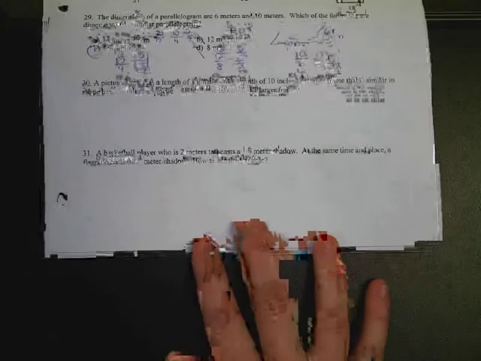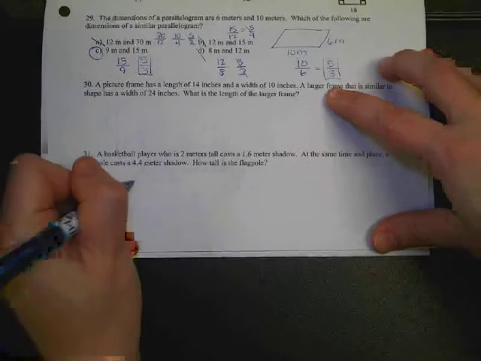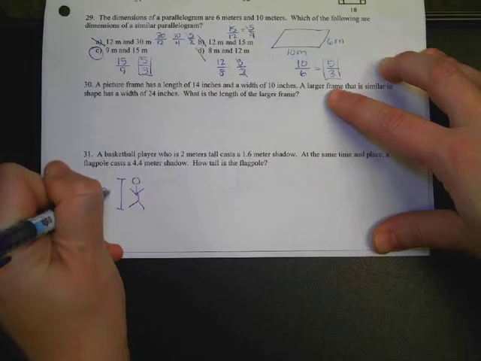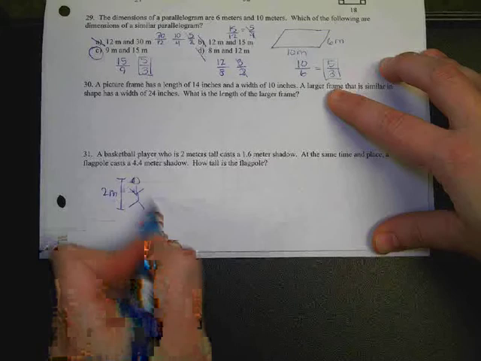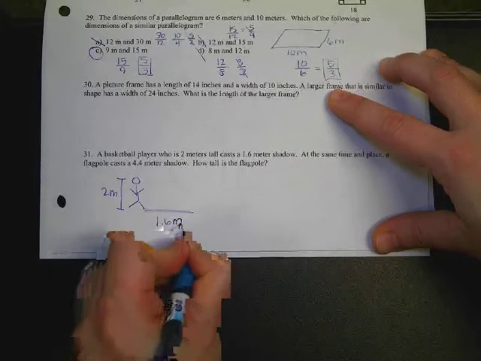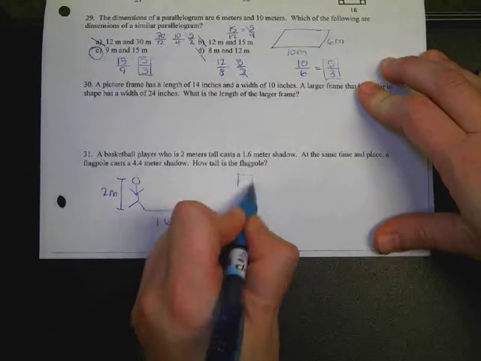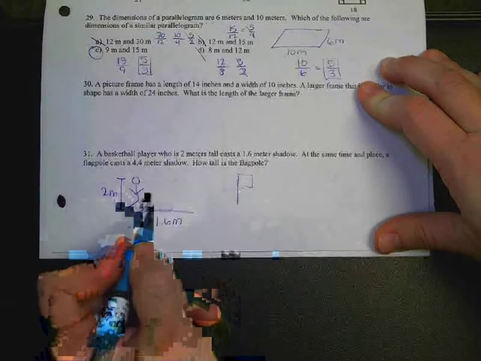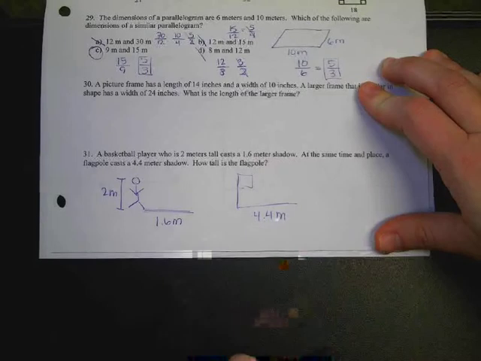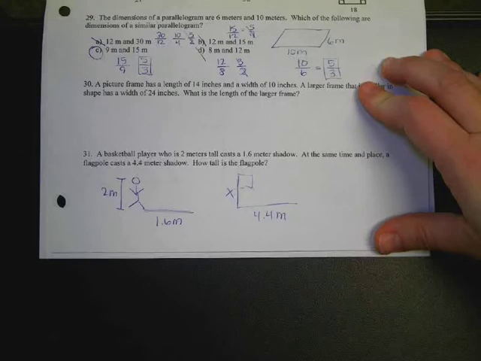All right, last question, number 31. We have a basketball player who is 2 meters tall. Here's my basketball player. He is 2 meters tall, and he's casting a shadow, which would be on the ground, that's 1.6 meters. At the same time and place, a flagpole casts a 4.4 meter shadow. We want to find out how tall is the flagpole.